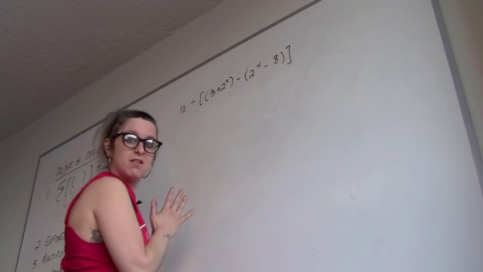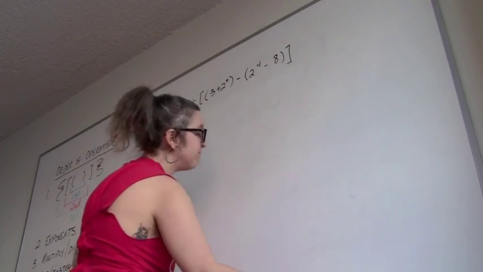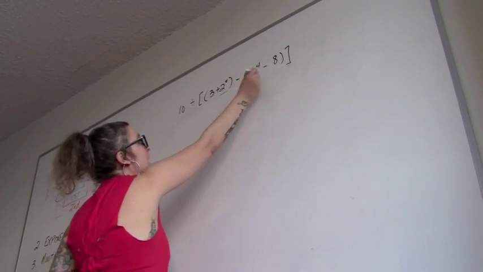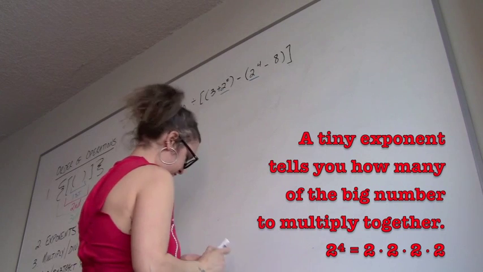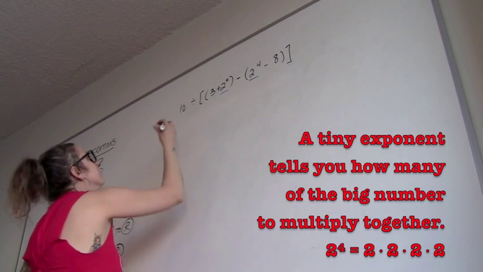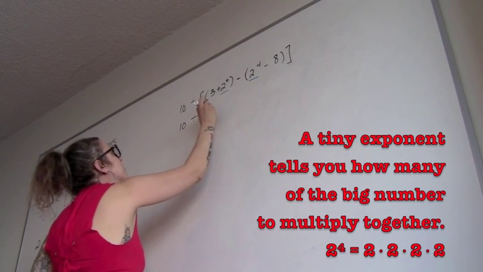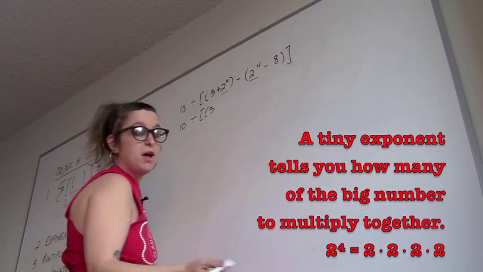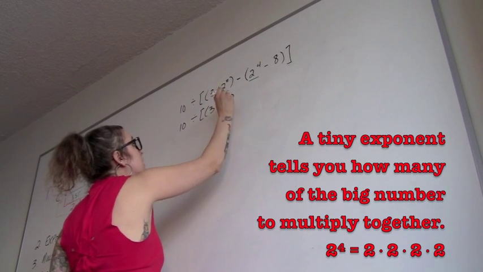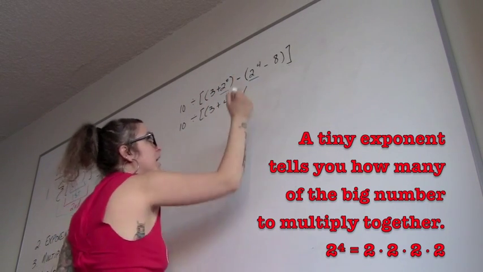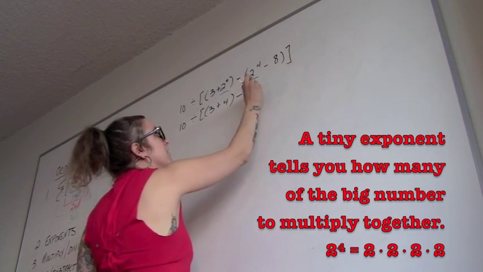Work those exponents inside the parentheses first. Here and here. A couple of 2's times together is a 4. 4 2's times together is 16.